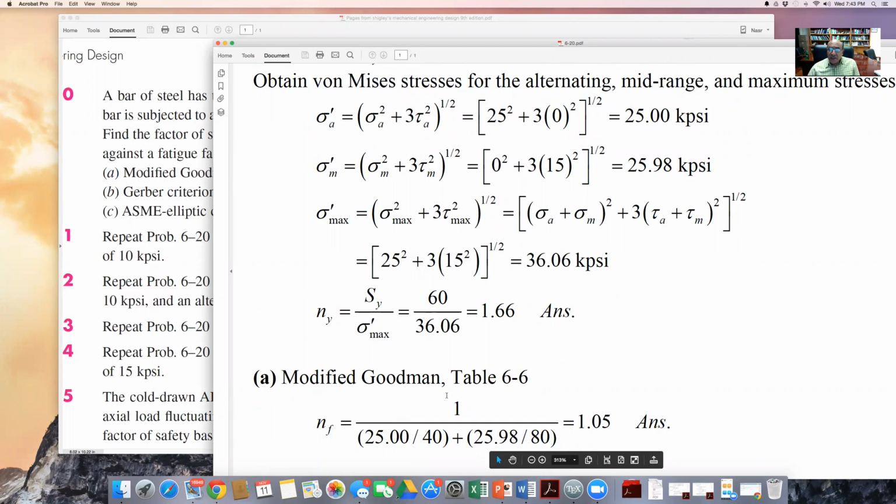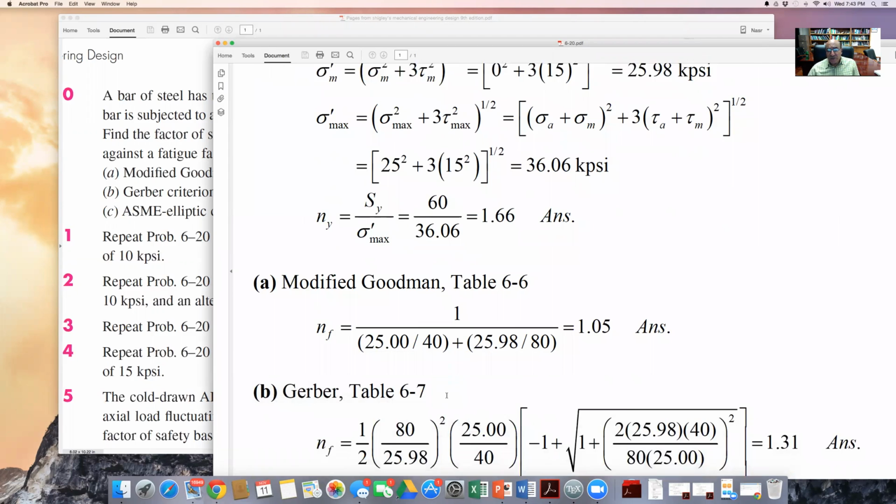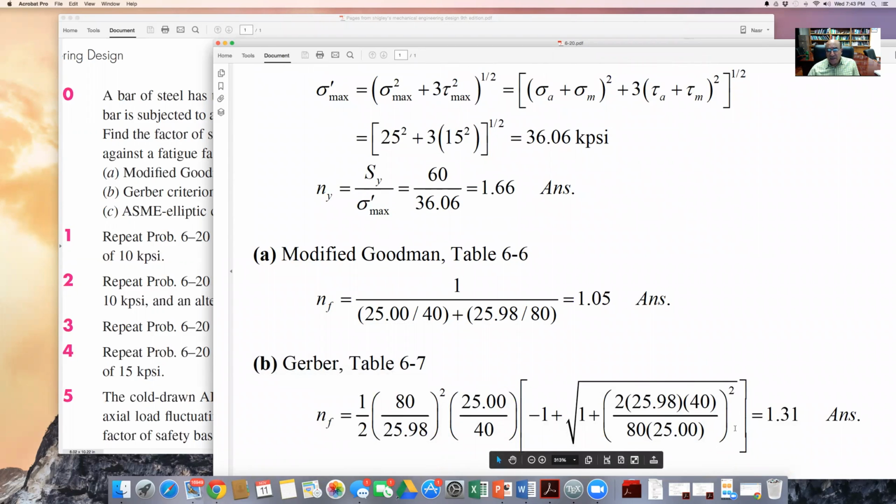The other criteria are similar. The only thing is that if you do Gerber, for example, then Gerber has a parabolic term. Remember, in Gerber, we have 2 terms. One has the mean divided by the ultimate but squared with the n in it, and the other one has the alternating divided by the endurance limit.